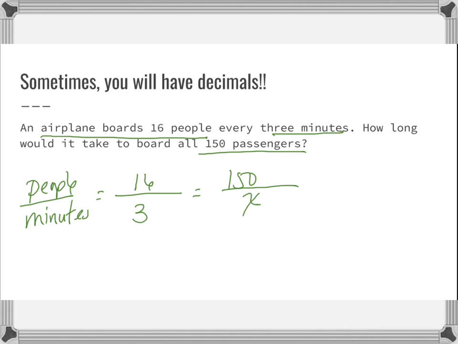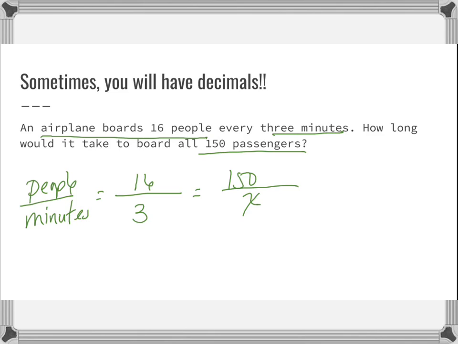Okay, so here's what your proportion should look like. The airplane boards 16 people every 3 minutes. How long would it take to board all 150 passengers? Well, the passengers are the people. So our first ratio is our labeling ratio of people in minutes. We're going to have 16 people in 3 minutes, so we need to know about 150 people.